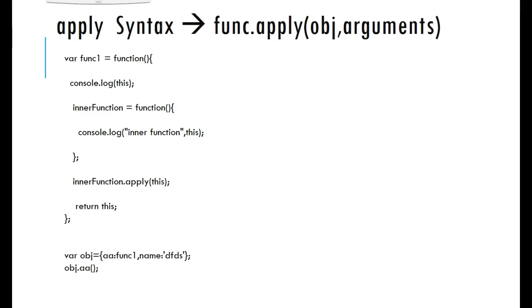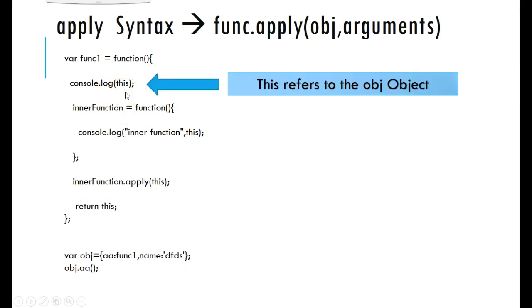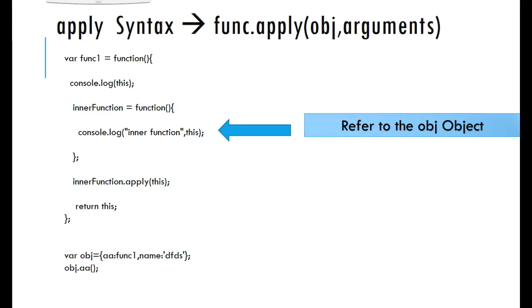It works almost similar to call, but here I don't require any arguments, so it looks very similar to call. So we can do it as inner function dot apply and the context in which I want to execute this function. In this case I want to execute in this obj context, that is this will point to obj, because here this will point to obj, so here also this will point to obj object.